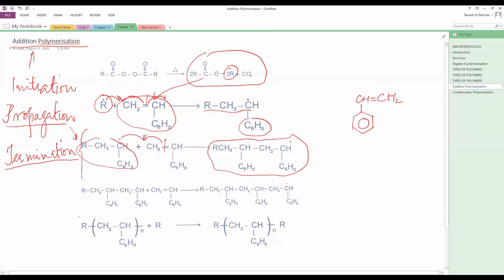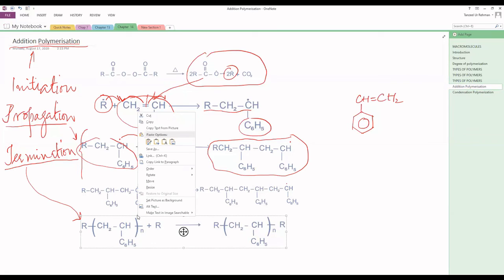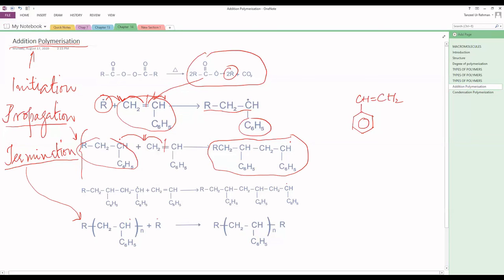Now the third step is the termination step. Now what happens in the termination step? Two free radicals, usually we write it here, this free radical attaches with one electron. So the reaction stops here. This step is known as the termination step.